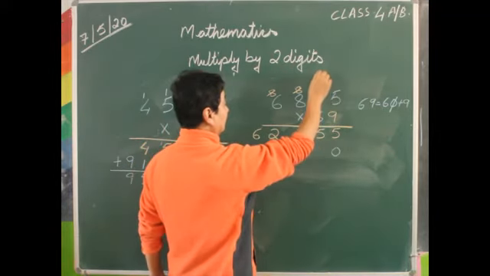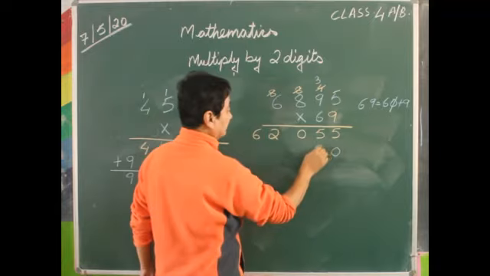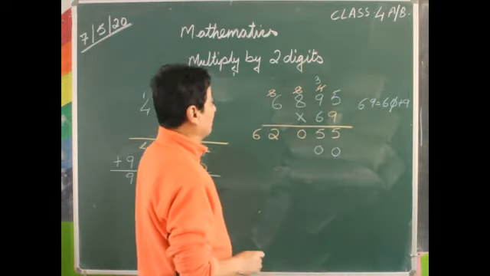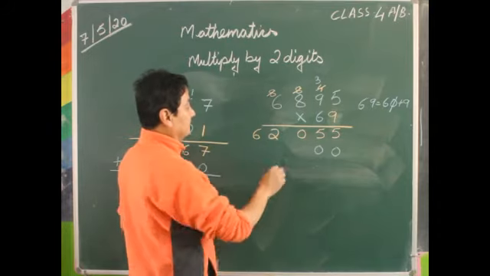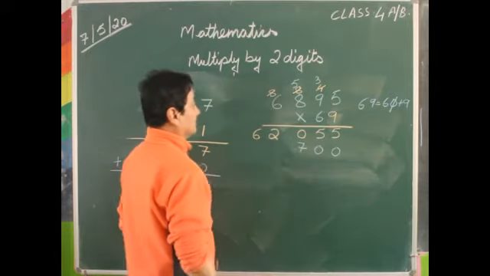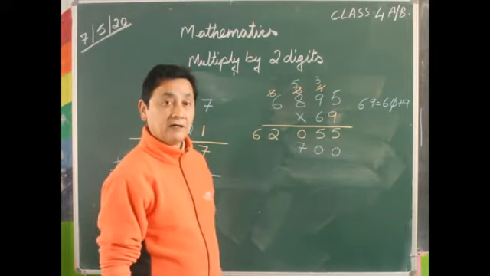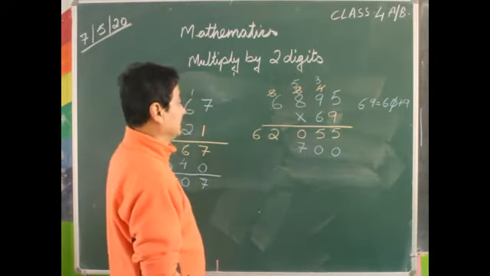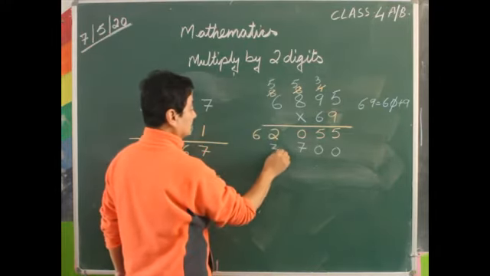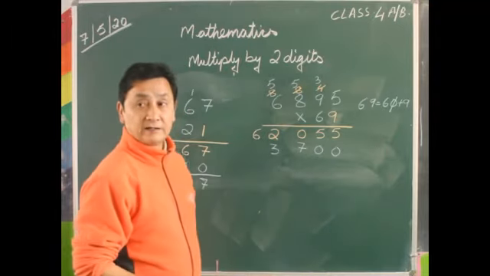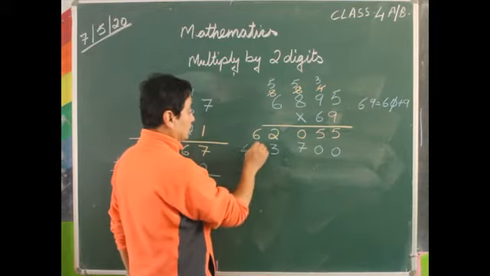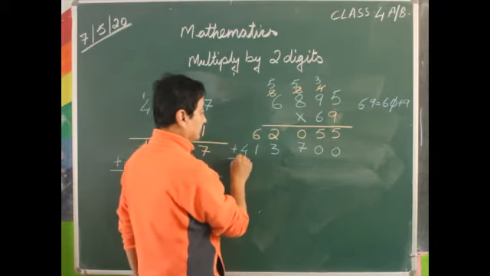6 fives are 30. 6 nines are 54. 55, 56, 57. 6 eights are 48. 48 plus 5, 53. 6 sixes are 36. 36 plus 5, 41. And then we add.